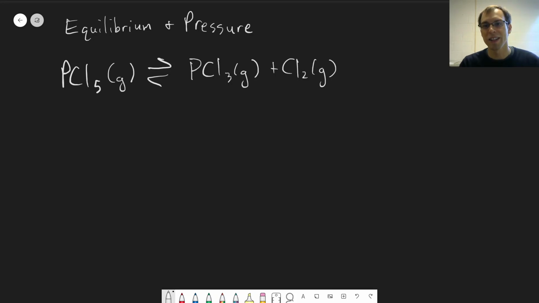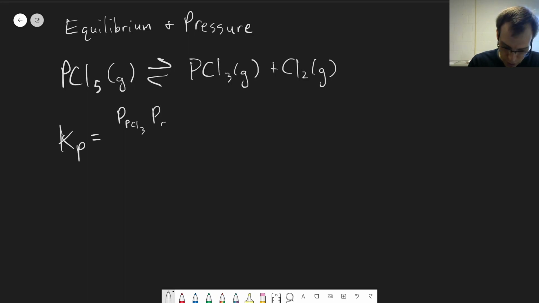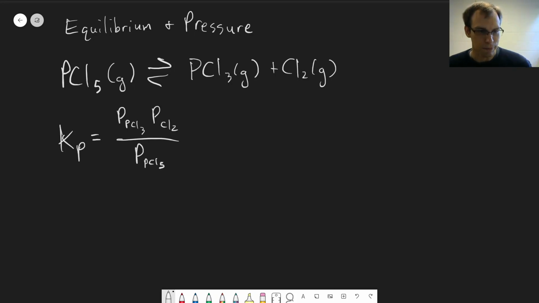But let's look at this quantitatively instead of qualitatively. So we have this reaction, PCl5 goes to PCl3 and Cl2. And let's go ahead and write out what is Kp for this reaction. It's pretty straightforward. We have the partial pressure of PCl3 times the partial pressure of Cl2, our products, divided by the partial pressure of PCl5, our reactant on the bottom.